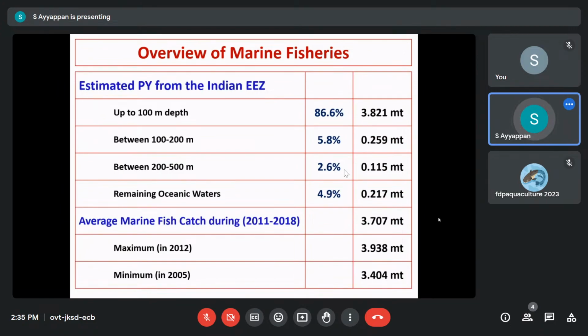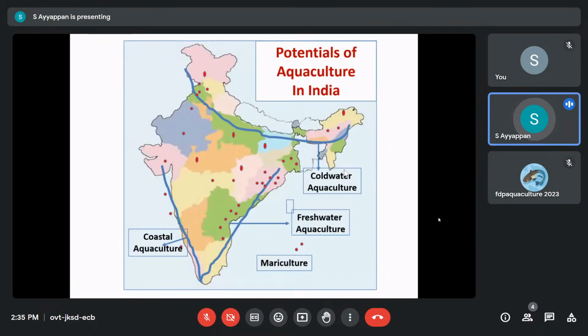But the point is, we have, as I said, more than 2 million square kilometers of the zone, but our capacity to boat seas is also limited. So we are mostly within 100-meter depth, and we need to explore further with bigger vessels and so on. Now, when it comes to aquaculture, the potentials are all over.